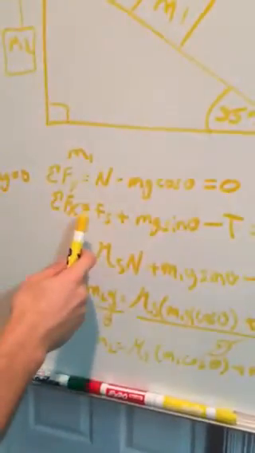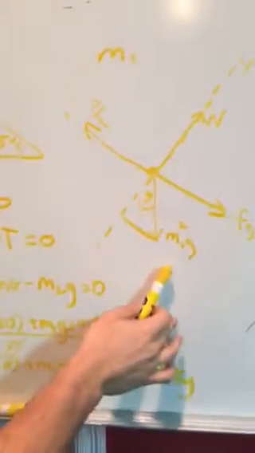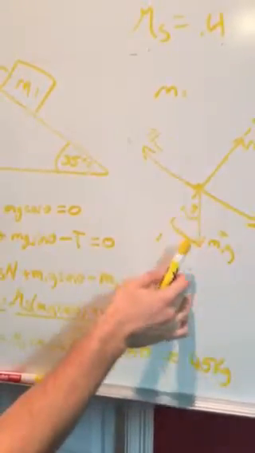In the x direction, I have the static friction plus the gravitational force acting in the same direction as the static friction, which is the weight times sine of theta, minus the tension acting in the opposite direction. We know that the static friction is equal to the coefficient of static friction times the normal force.